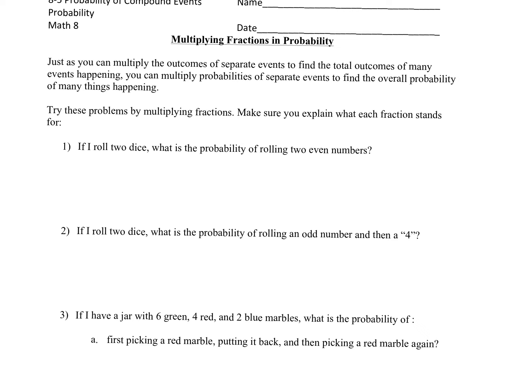Okay, if I roll 2 dice, what's the probability of rolling 2 even numbers? Well, let's look at each event one at a time. So if I look at the first event, I'm rolling the first die. What's the probability I roll an even number? Well, there are 6 sides to the die, and 3 of them are even numbers, 2, 4, and 6. All right. What's the probability that the next one I roll is an even number?